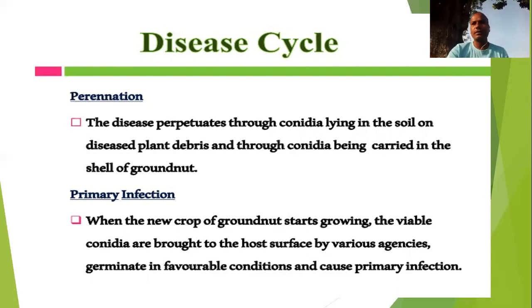How does the disease spread? First of all, the pathogen is present inside the soil. Then the pathogen penetrates into the plants, or they are present on the surface of the leaf. After that, the pathogens spread on the stem surface. Finally, they reach the soil. They even cause disease in the root also. Then finally they affect the pods. Pods are actually present inside the soil. Is it clear? So that is about the disease cycle.